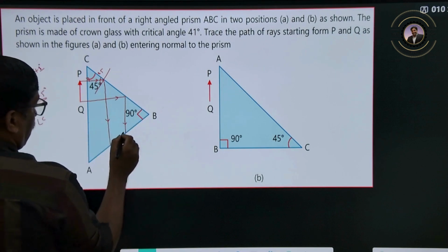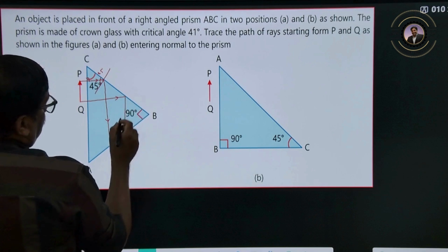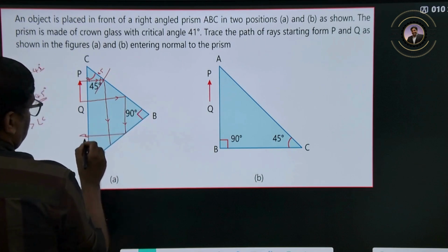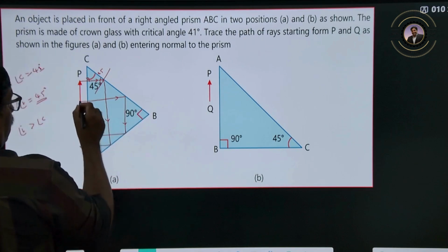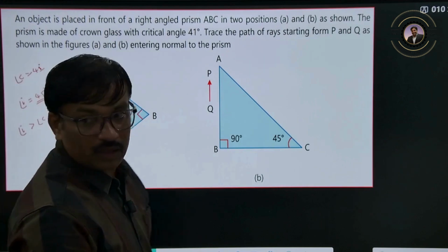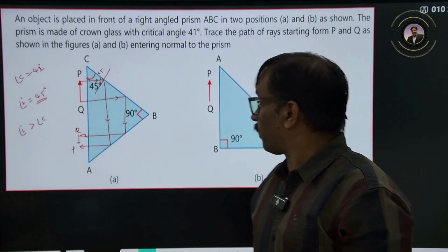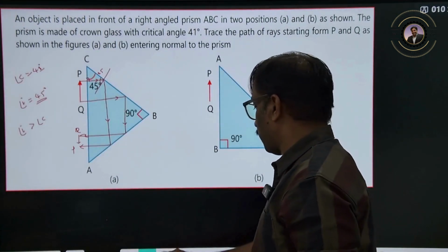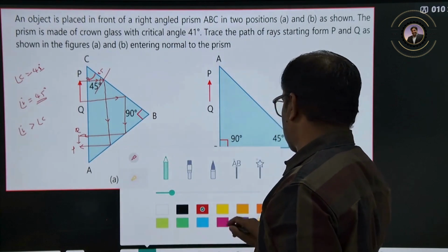Then again here also it is 45. Then it will go toward this side, then go toward this side. This is your Q and this is your P. In this way the image will be formed here. Clear? Now we will see.